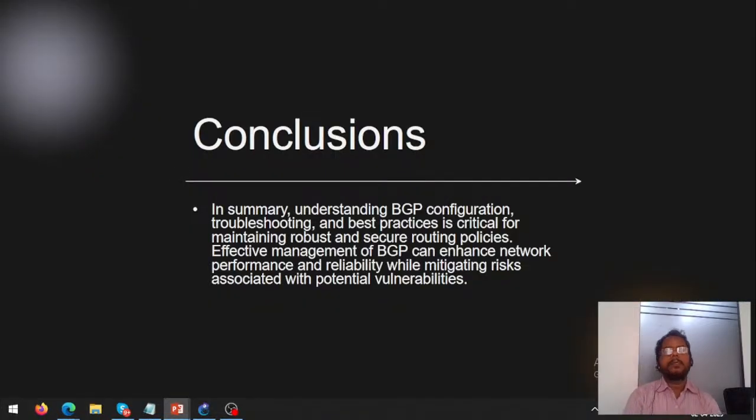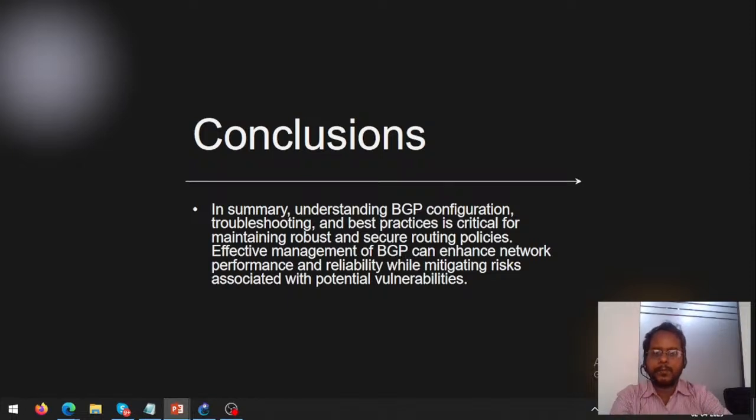So we can conclude that, in summary, understanding BGP configuration, troubleshooting, and best practices are all critical for maintaining a robust and secure routing policy. If you are implementing BGP in a service provider backbone network, you have to consider all these points together. Effective management of BGP can enhance network performance and reliability, while mitigating risk associated with potential vulnerabilities. There will be some risk, but you have to make sure that you implement the security policies thoroughly to mitigate it. So this is a brief overview of BGP basics, troubleshooting and configuration.